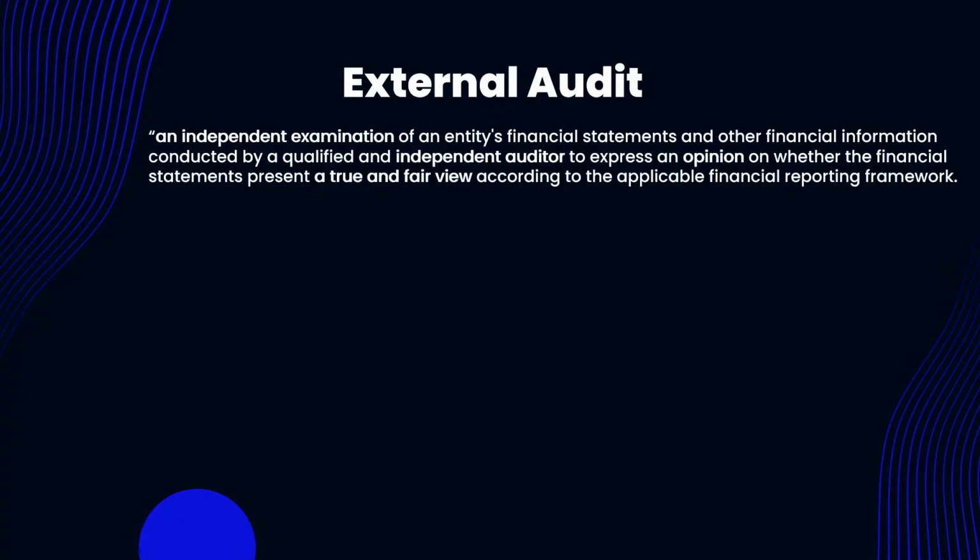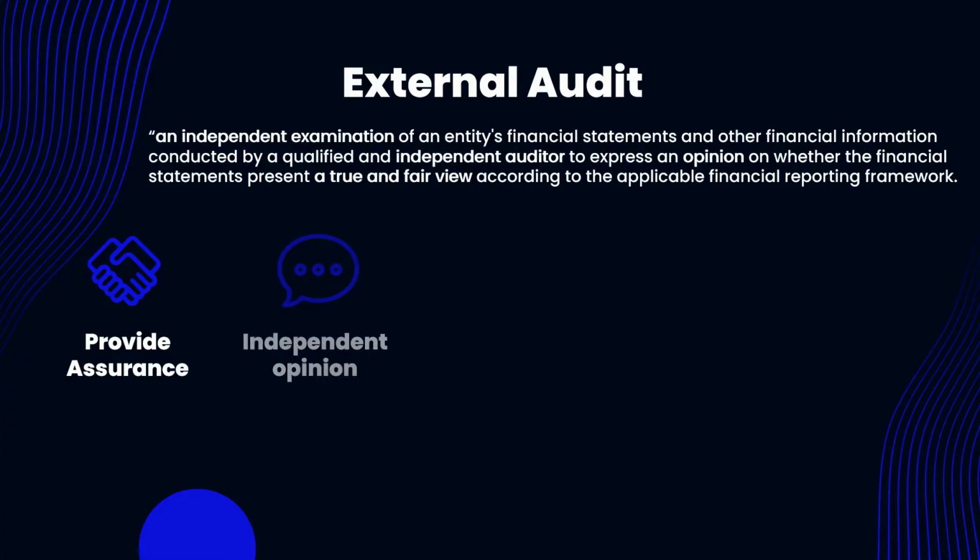The primary objective of an external audit is to provide reasonable assurance to stakeholders that financial statements are free from material misstatements and they fairly represent the entity's financial position and performance. Another objective is to provide an independent and unbiased opinion on the fairness and accuracy of the financial statements.